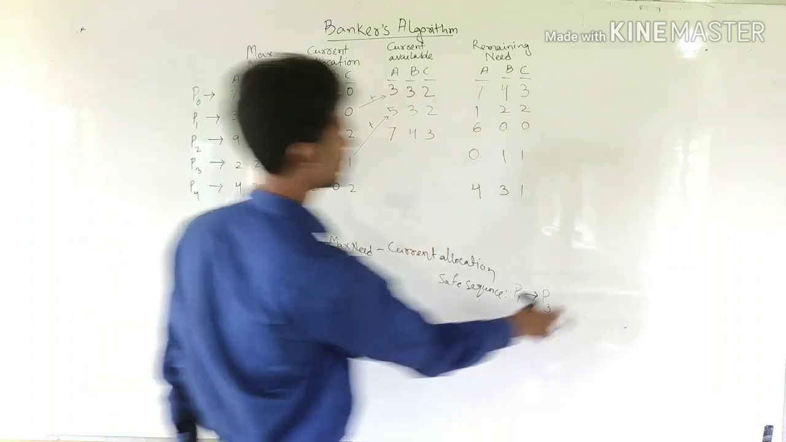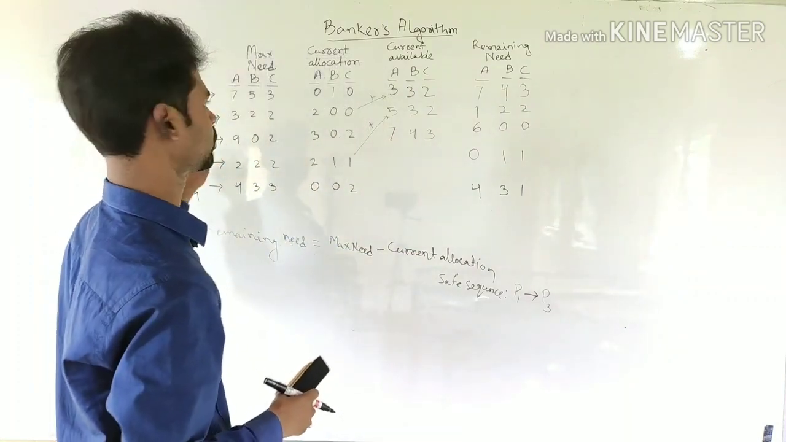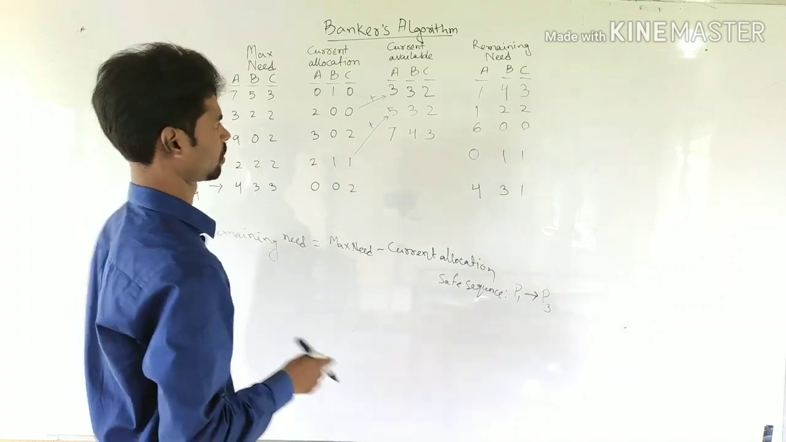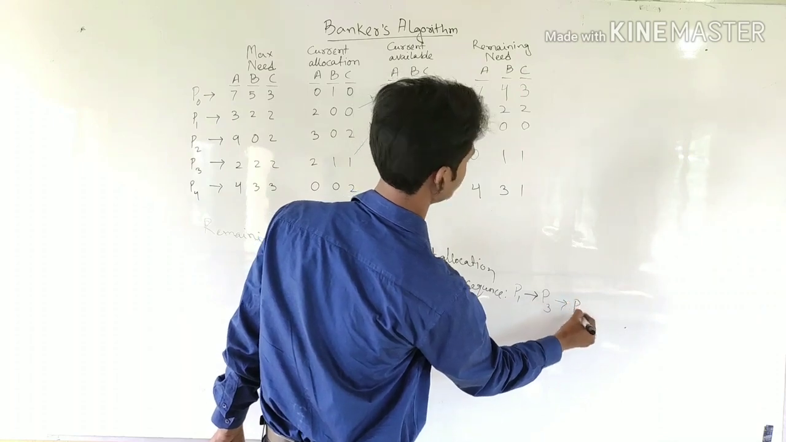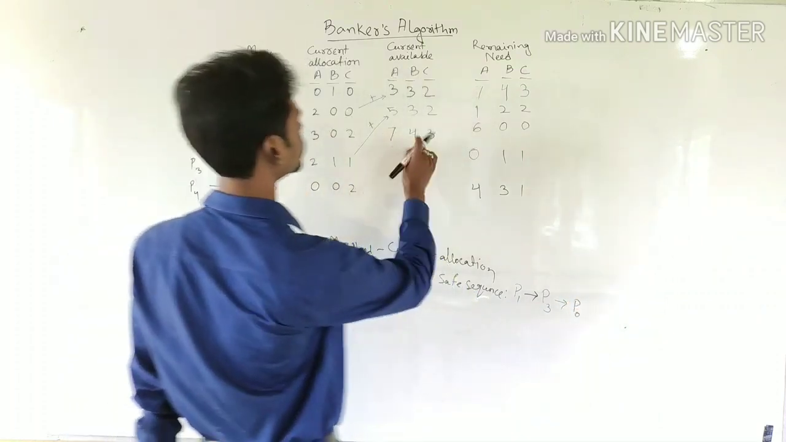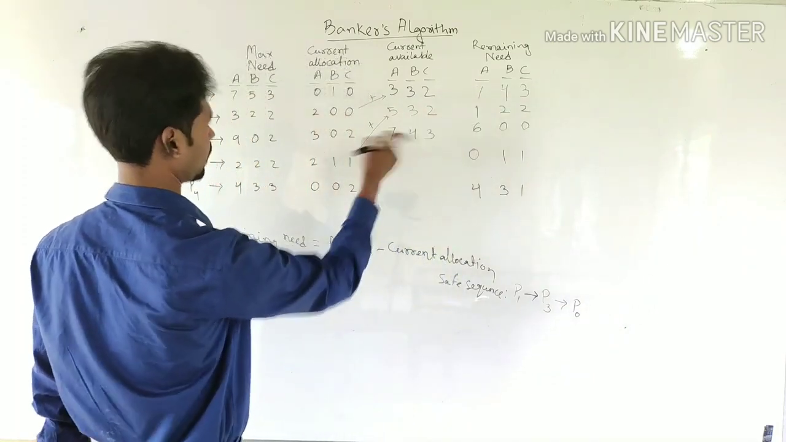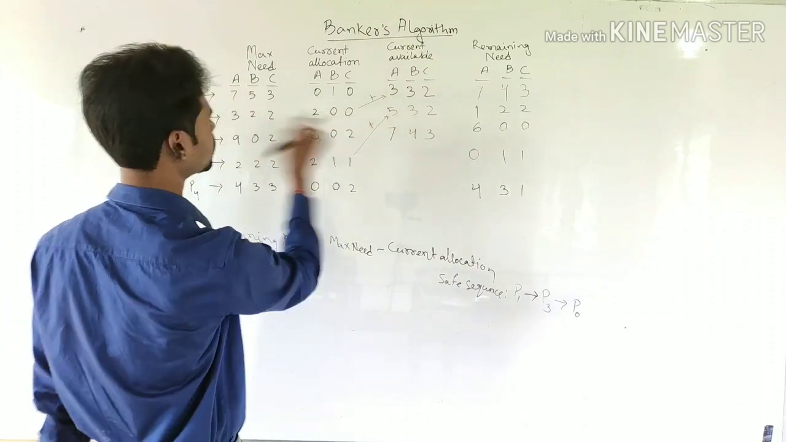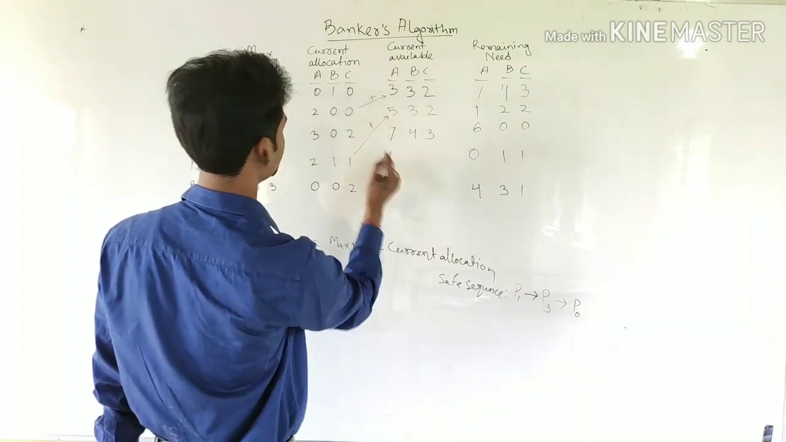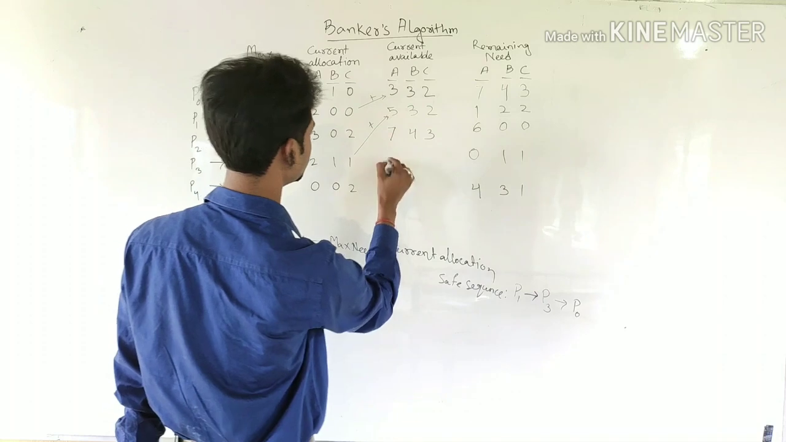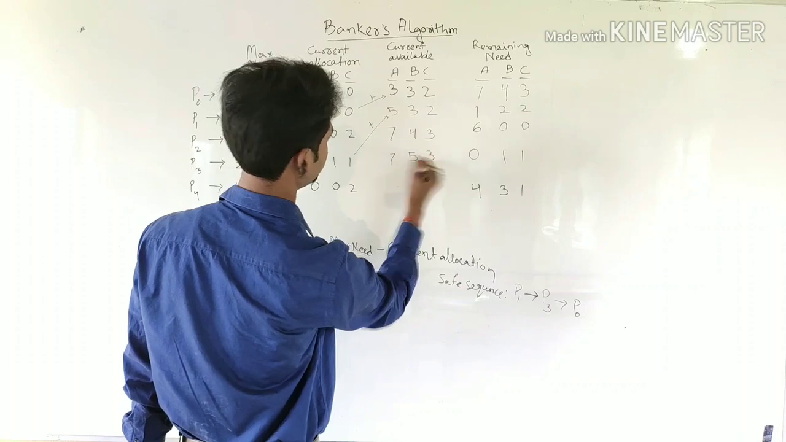It is sufficient. After this, you can process in any order; P0, P2 and P4 can be processed in any order. So, let us assign P0. It requires 7 4 3, and 7 4 3 is available. So, after completion of execution of P0, it will release its current allocation, that is 0 1 0, and after adding this resource to this, current available will be 7 5 3.